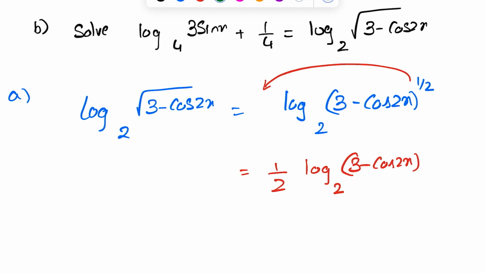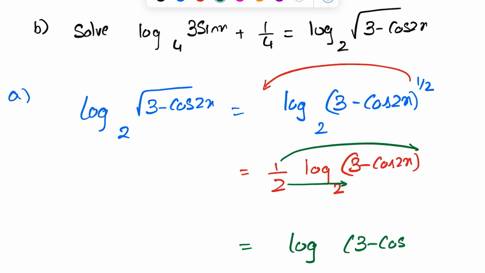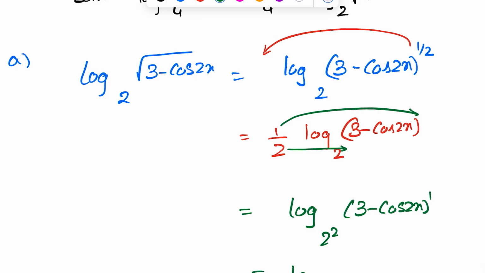So we know that if it is 1 upon 2, this 1 goes to the numerator and 2 goes to the base. 1 goes to the main number and 2 goes to the base number. So it can be written as log 3 minus cos 2x to the power of 1 and 2 squared. 2 squared is nothing but what? 4. So that is what he is asking us to prove. So we are just playing with the numbers. The whole power 1 upon 2 came to the front. Then again 1 goes to the main number and 2 goes to the base, and we get it that way.